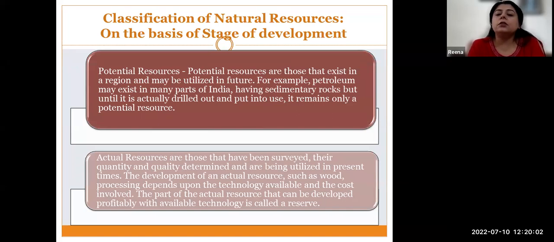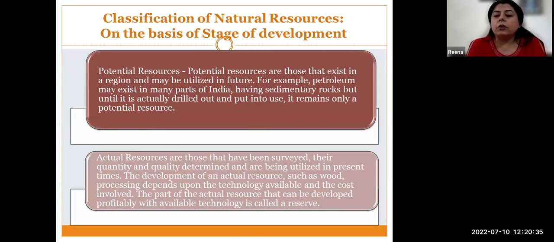And if you see the actual data, the present status, on the basis of the stage of development in the present scenario and the R&D which has already been done. For example, wood or groundwater resources, what kind of resources we actually have at present, those resources are categorized as actual resources. The part of the actual resource that can be developed profitably with the available technology is called a reserve.